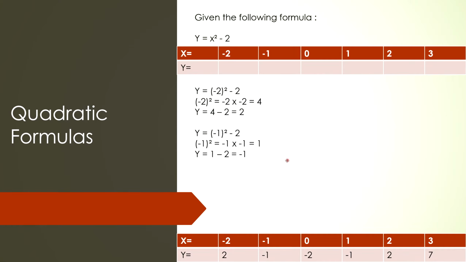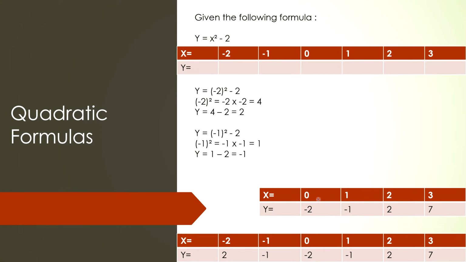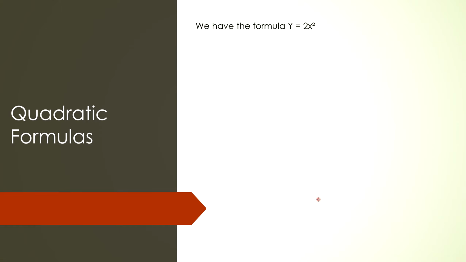Well, what do we see here? Minus 2, y equals 2. X is 2, y also equals 2. Same with the minus 1. Minus 1, 1, minus 1. There seems to be a certain symmetry between these two sides of the table. We'll dive into that a little bit later.